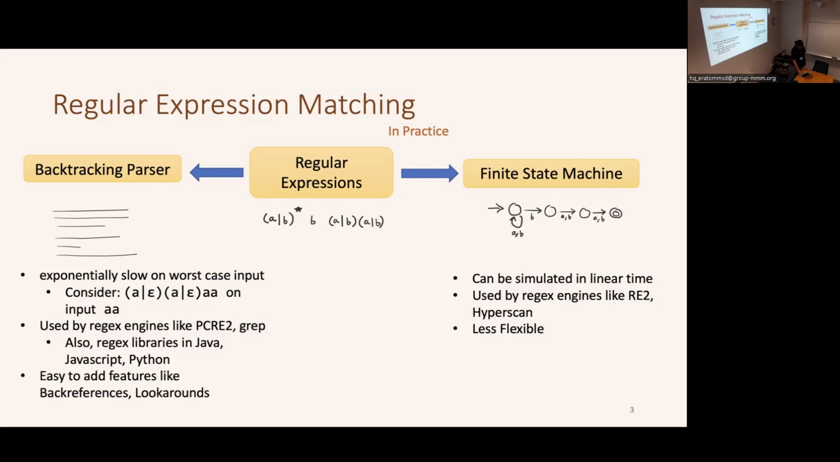And what I mean by that is when there are additional features which are not there in classic textbook style regular expressions like back references or lookarounds, then people tend to implement them more easily in backtracking based parsers rather than finite state machine based parsers. The regular expression matching engines that we are going to look at today are mostly going to be of these finite state machine kind, and we will hope to get linear time matching.